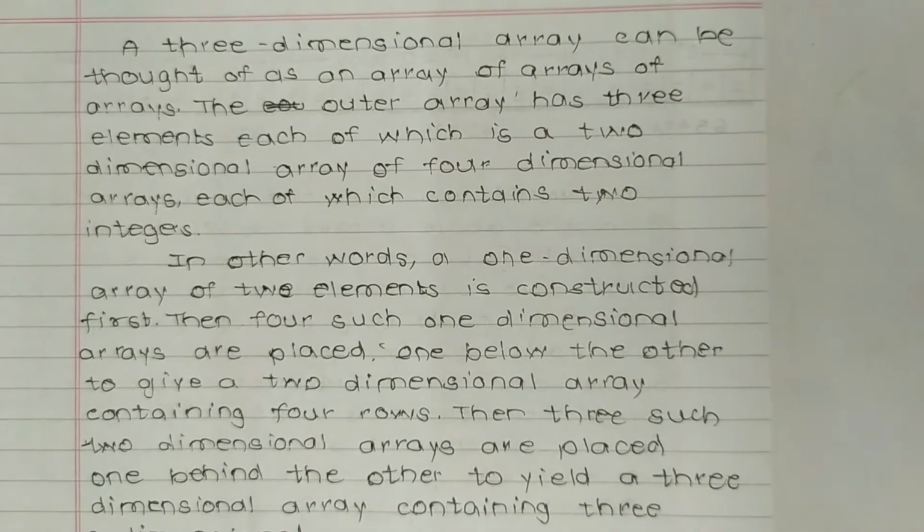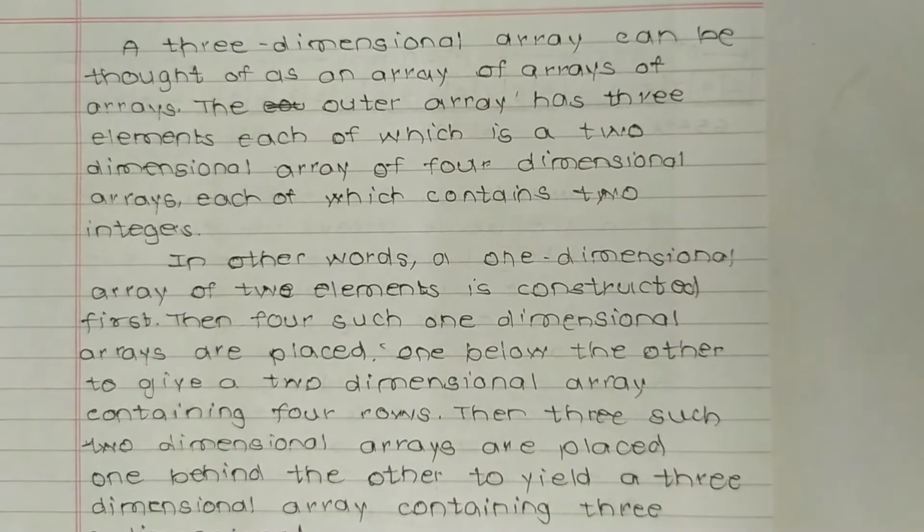A three-dimensional array can be thought of as an array of arrays of arrays. So it is very complex. The outer array has three elements, each of which is a two-dimensional array of four one-dimensional arrays, each of which contains two integers. So it is a complex kind of array.